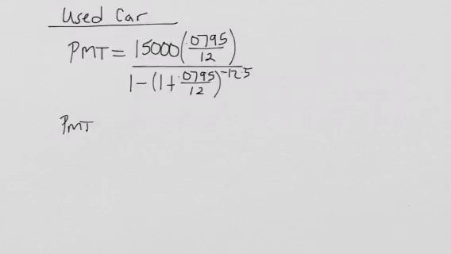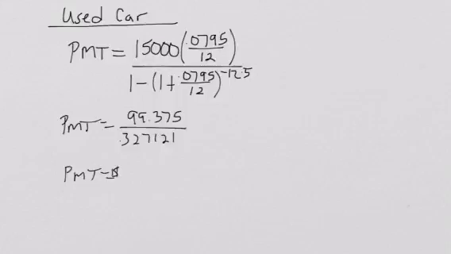And so when I calculate the top, I get 99.375, and when I calculate the bottom, I get 0.327121. Again, rounding a little in there. And now, dividing these two numbers, I get a monthly payment for the used car of $303.79. Alright, so that's how much we would have to pay for the used car.